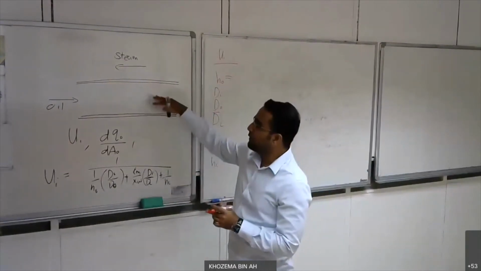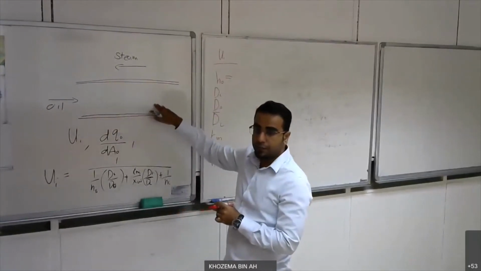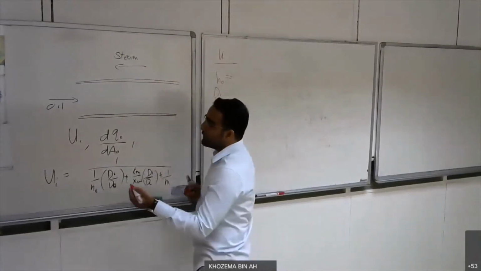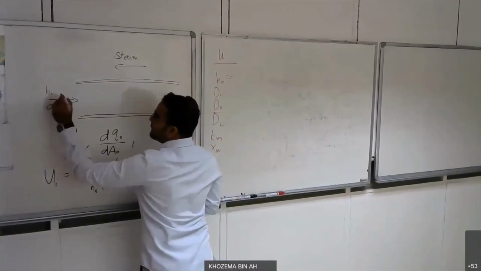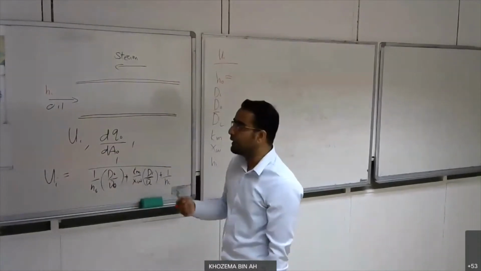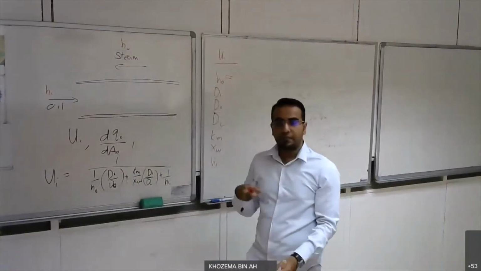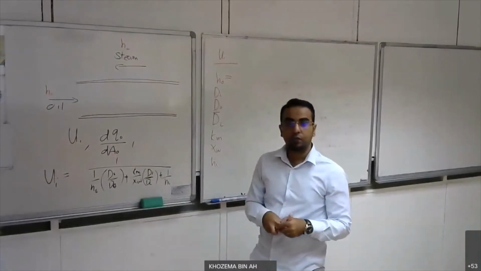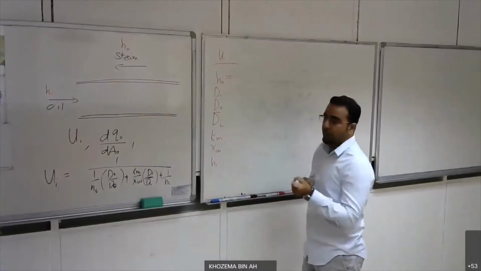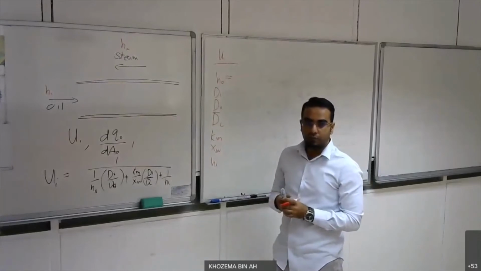So if you look at the diagram here, you know that oil is flowing inside and steam is flowing outside. So I can automatically label that my HI is going to be for my oil because I know that it is flowing on the inside, and my HO is going to be for my steam because I know steam is flowing on the outside. So based on that, I can actually determine whether I know the value of HO or HI.